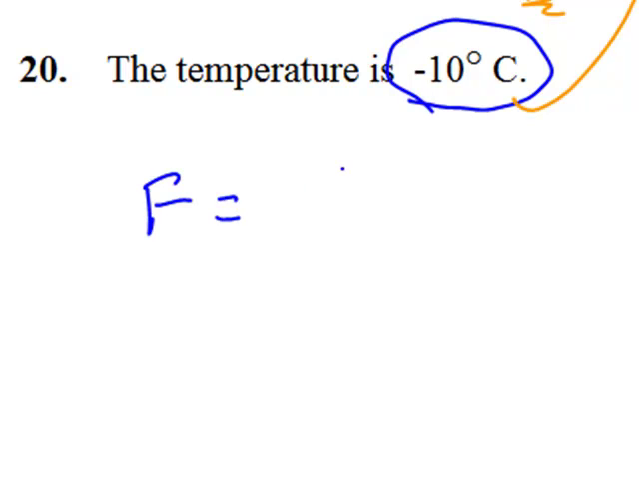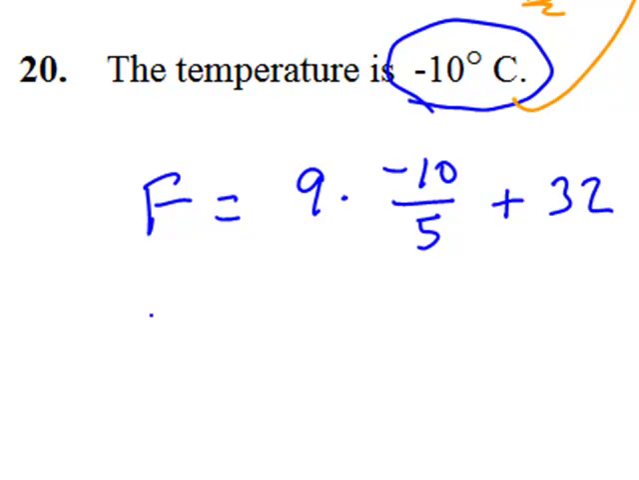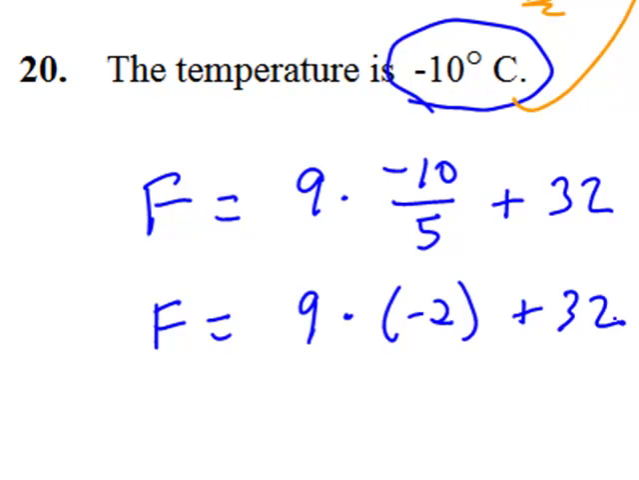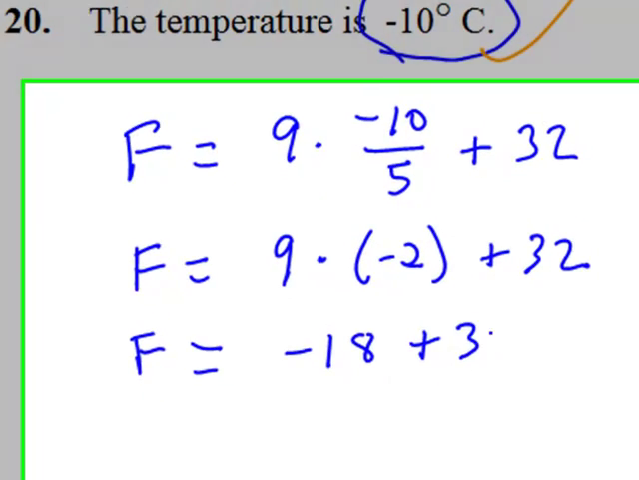F equals 9 times negative 10 divided by 5, so that C has become negative 10, plus 32. F is equal to 9 times... We'll do this division first. Negative 10 divided by positive 5 is negative 2. And I put that in parentheses because I didn't want the times sign and the negative sign directly together. Plus 32. Order of operations tells us to multiply, so that's going to be negative 18 plus 32.